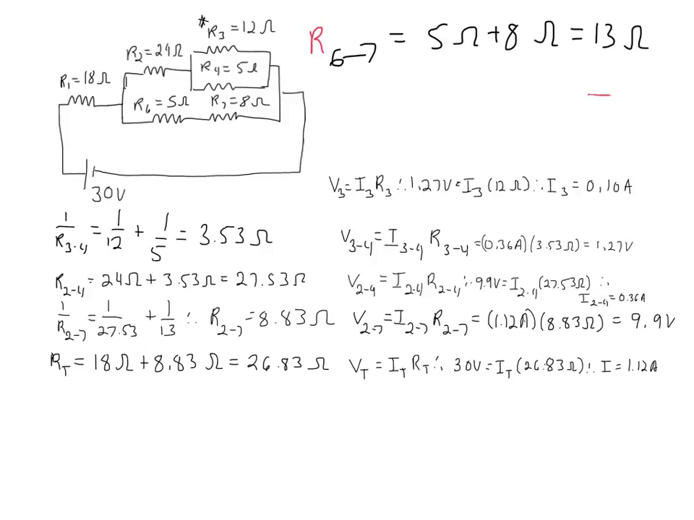Or not. So our answers to this, though, are the current through 3 is 0.1 amps, and the voltage through 3 is 1.27 volts. So those are the two answers you're looking for in this problem.